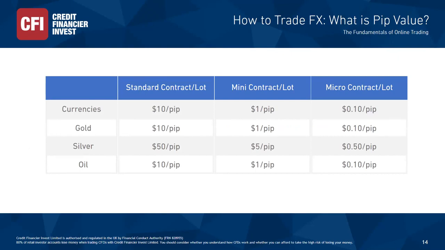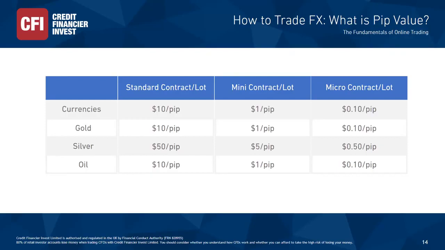So for all the standard contracts, the value of the pip will be $10 per pip, in the case of currencies, gold and oil as well. For the mini contract, it will be $1, and the same for currency, gold and oil. And for the micro contract, it would be 10 cents per pip. As you can see here with silver, it would be slightly different. For the standard contract, it would be $50 per pip, the mini contract would be $5, and the micro contract would be 50 cents per pip.